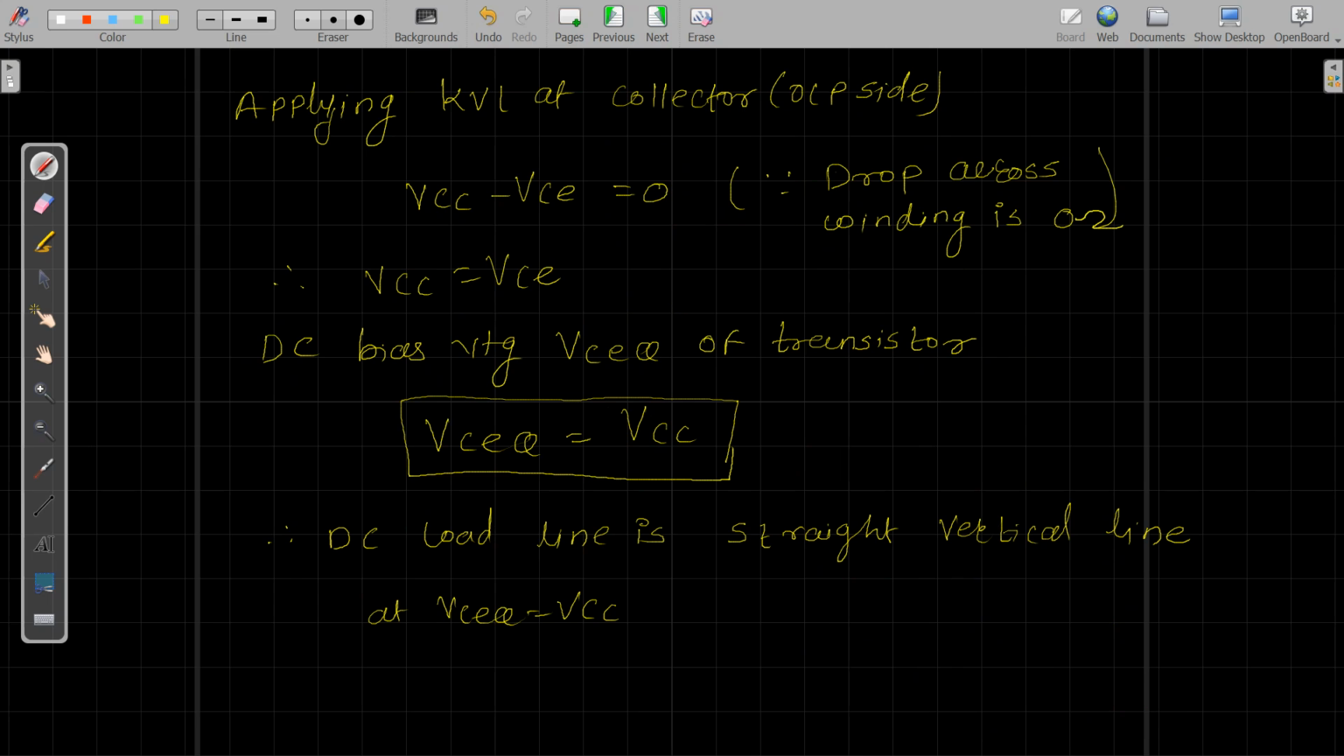That means the DC bias voltage of your transistor is nothing but equal to the DC voltage which you have applied. And because of that, your DC load line will be a straight vertical line at VCEQ equals VCC.